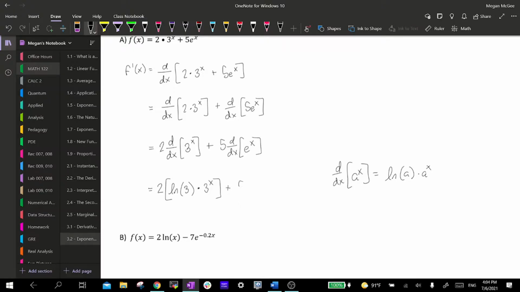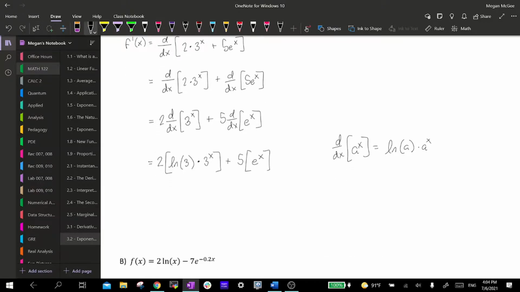Then we have plus our 5 times our next derivative. So we have the derivative of e to the x, which was one of our special cases where it's its own derivative. So the derivative of e to the x is just e to the x. Alright, so here we finished calculating the derivatives, but now we can clean it up a bit more. Okay, so we'll go ahead and say this is 2 natural log of 3 times 3 to the x plus 5e to the x, and this is our final derivative.